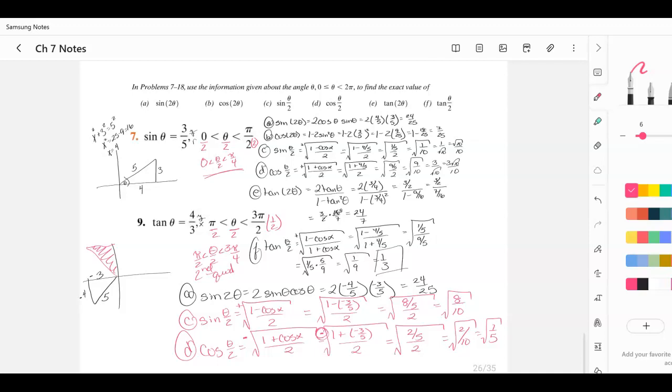But it all depends on where that theta value lives. And to find that, you divide everything by 2 to figure out that correct quadrant.